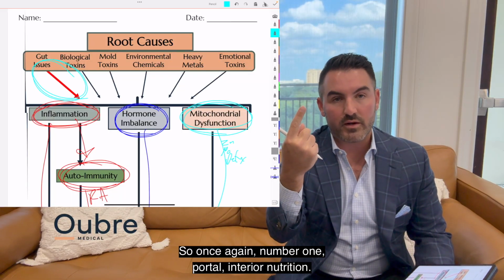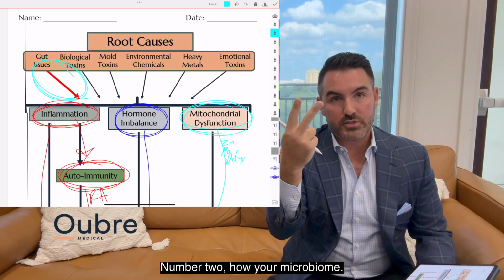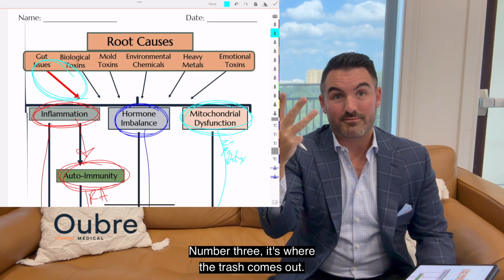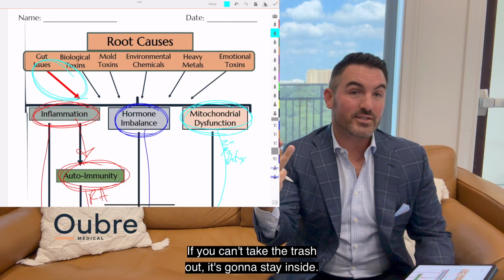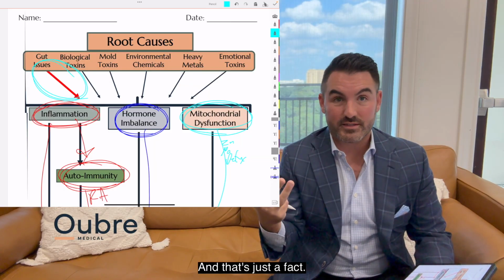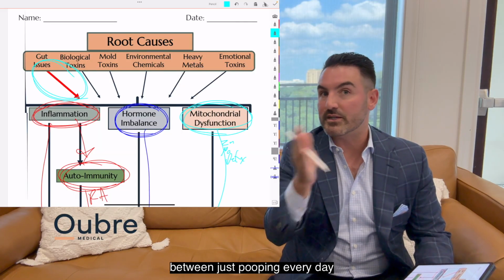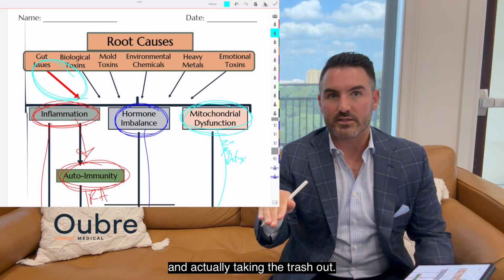So once again, number one, portal into your nutrition. Number two, houses your microbiome. Number three, it's where the trash comes out. If you can't take the trash out, it's going to stay inside, and that's just a fact. Now, sure, you might be pooping every day, but there's a lot that goes in between just pooping every day and actually taking the trash out.